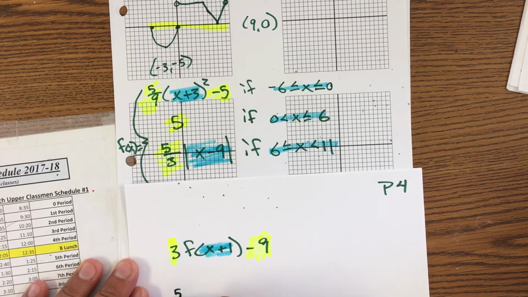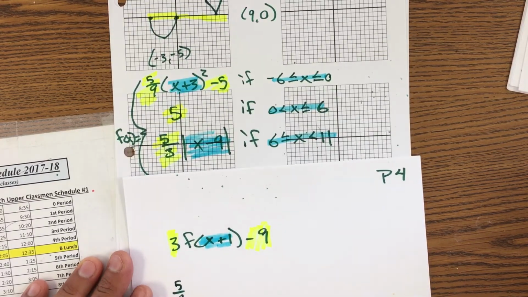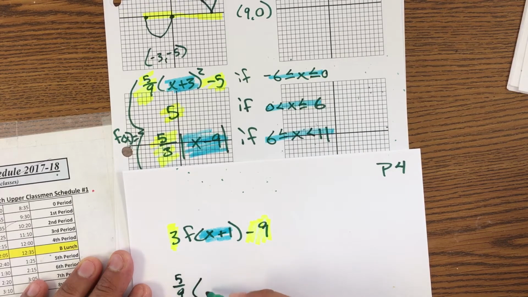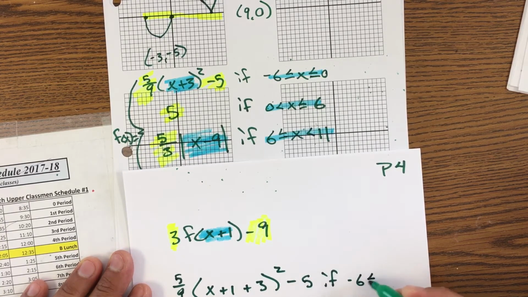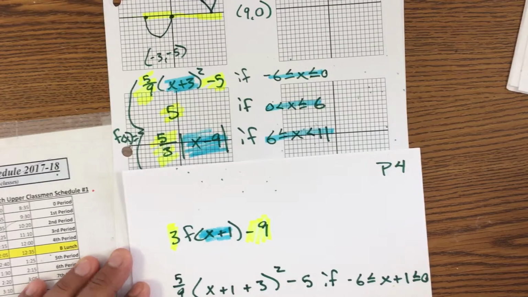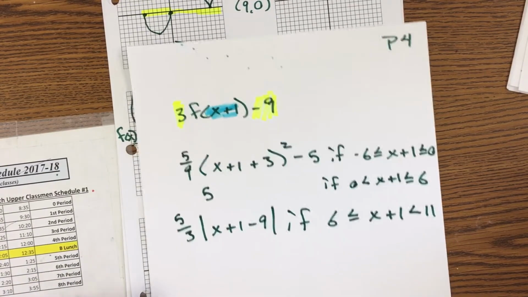So right here I'm going to have 5/9. I'm going to rewrite it. You're not going to be able to see for a second. 5/9 (X plus 1 plus 3) squared minus 5 if -6 is less than or equal to X plus 1 less than or equal to 0. 5 if 0 is less than X plus 1 less than or equal to 6. 5/3 absolute value of X plus 1 minus 9 if 6 is less than or equal to X plus 1 less than 11. So now you can see what's happening.